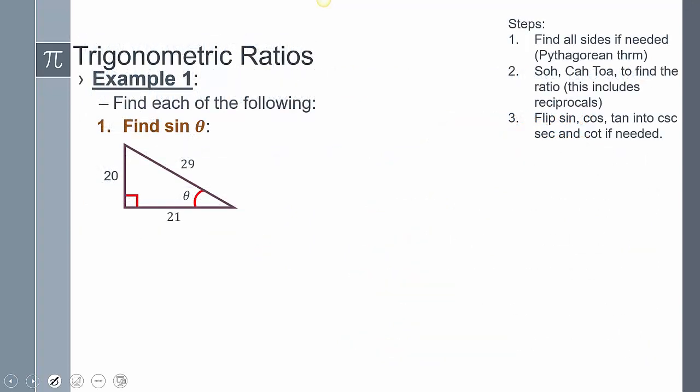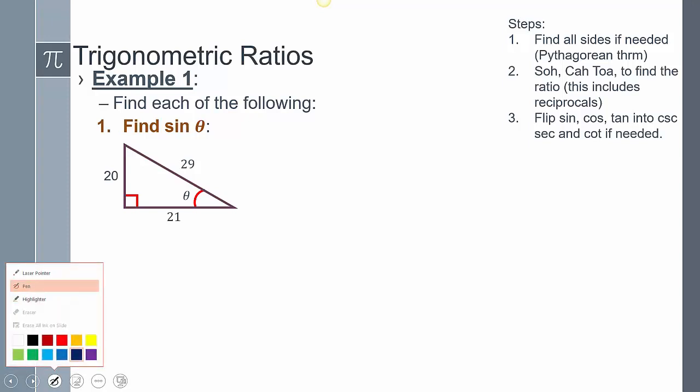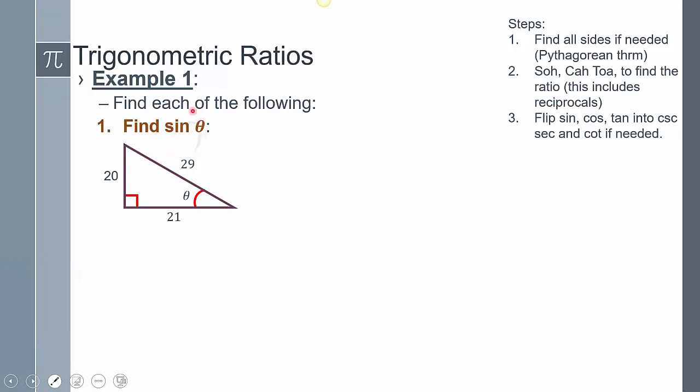Just to practice a few of these real quick, if it wants us to find the ratio, we need to know all the sides. You have to use the Pythagorean theorem to find the missing sides. But in this instance, it says find sine of theta, so that's the ratio of opposite to the hypotenuse. And so that's going to be 20 over 29.